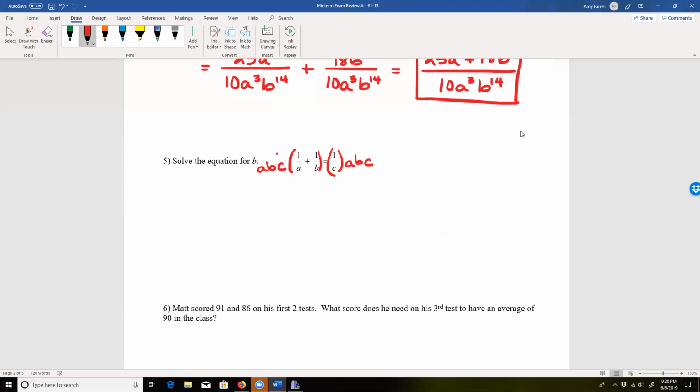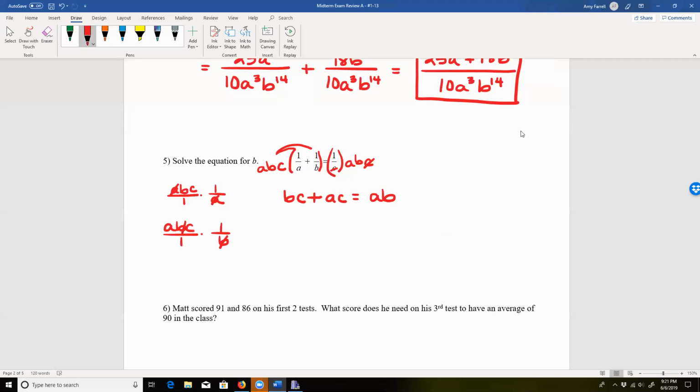On the left-hand side here, don't forget to distribute. So let me show my work here. If I take ABC, and I could put it over 1 if I want, and I multiply times 1 over A, the A's would cancel, and I would just be left with BC. If I take ABC times 1 over B, the B's would cancel, and I would have AC. On the right, I'm going to have AB. Same thing, the C would cancel with the C, just be left with AB.